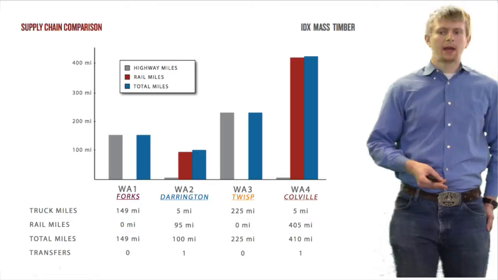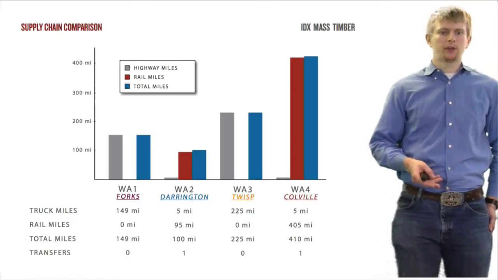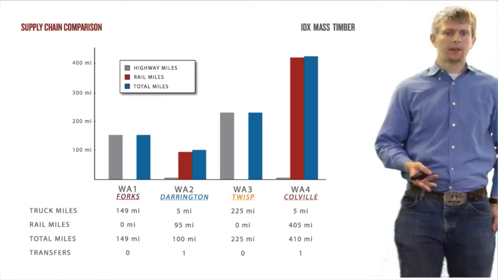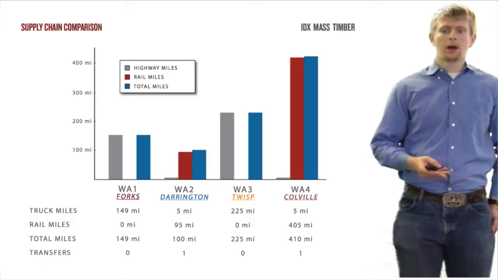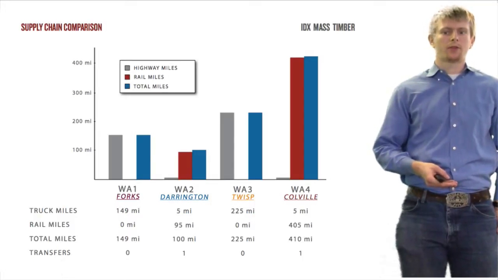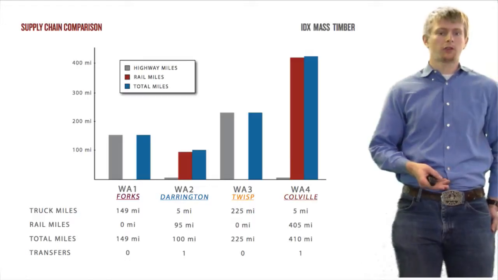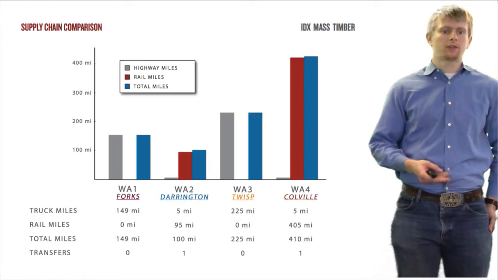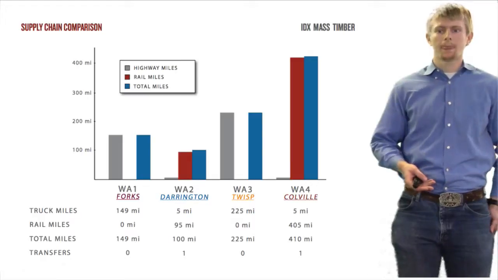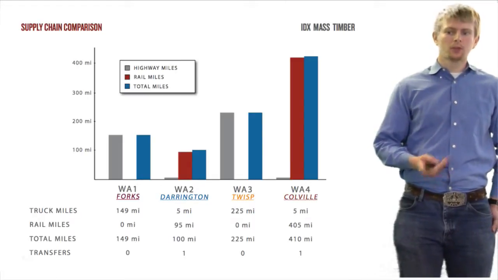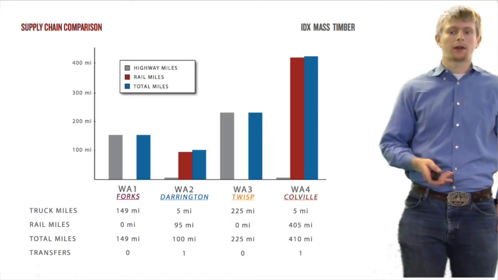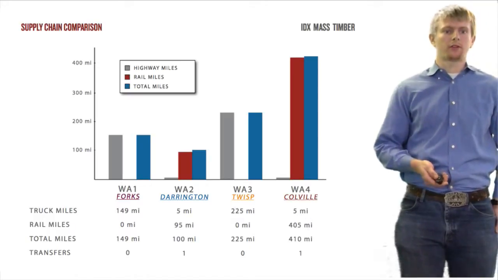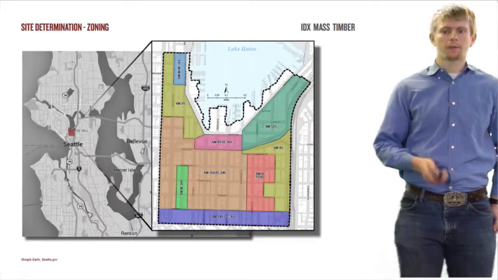We looked at 4 main supply chains as far as CLT manufacturing plants, and then getting that from that location to Seattle near the South Lake Union area. The 4 places that we looked at for the manufacturing plants are Forks, Darrington, Twisp, and Colville, based on already existing infrastructure for processing wood. One interesting thing to note, Colville is much further away. However, it has infrastructure for trains already there, so that helps with the cost. So each of these have different strengths and weaknesses, as we addressed in previous presentations.